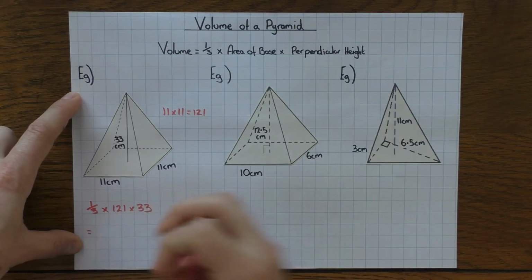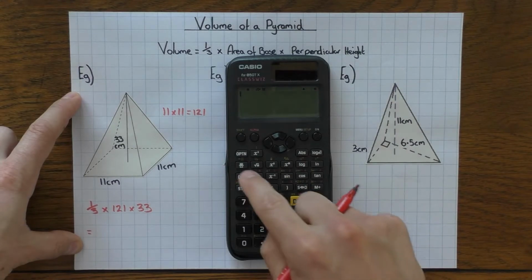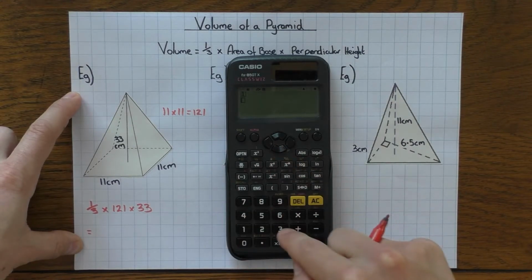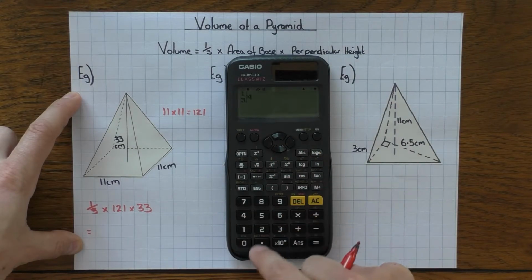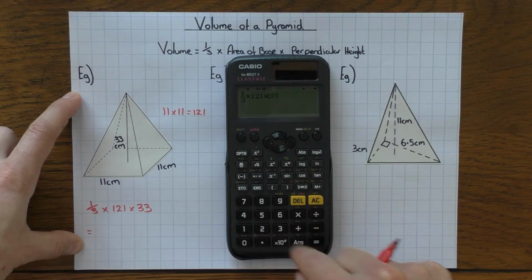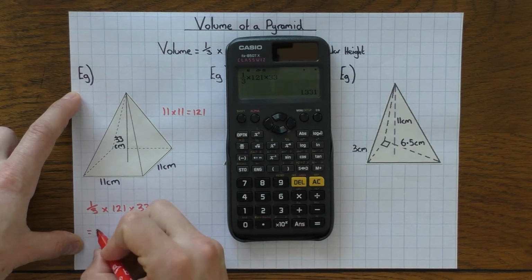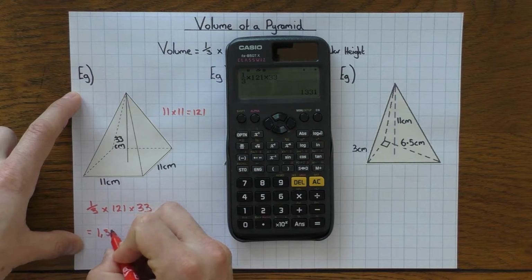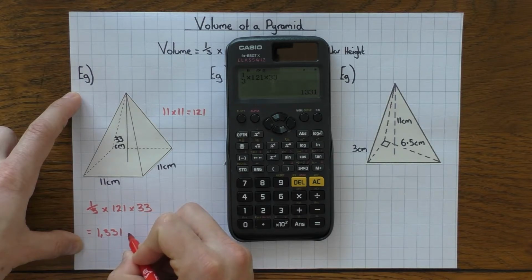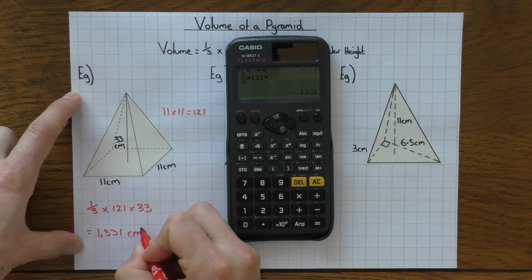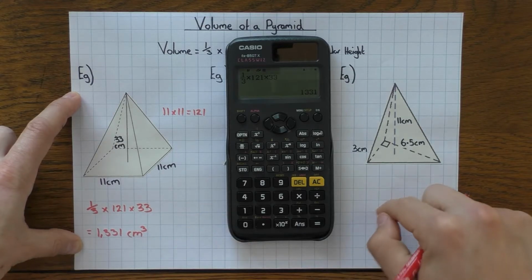Like I said, definitely going to be a calculator job. So I use the fraction button. 1/3 times 121 times 33, and we are left with 1,331. Don't forget units, centimeters cubed, because it's volume.